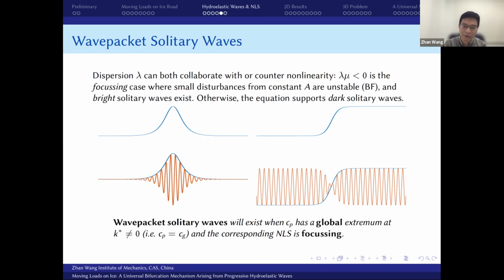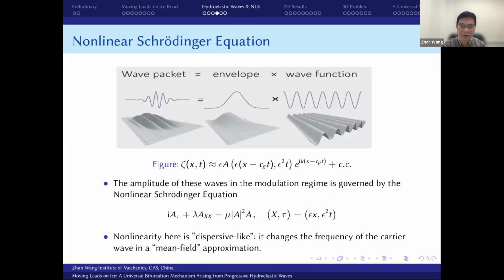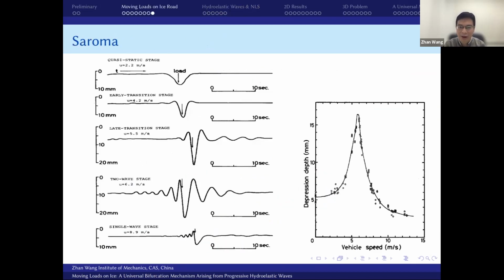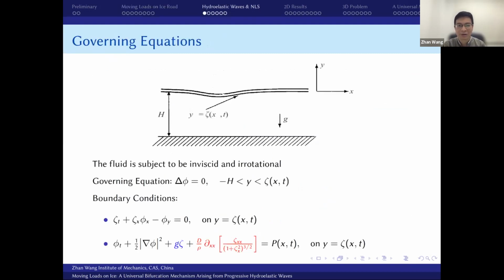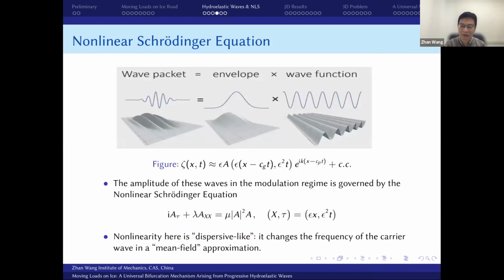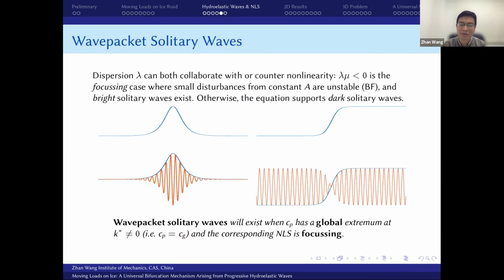So if you want to see in the experiment a solution pulse in the middle and oscillatory decaying tails in the far field, you need two conditions. One is you need some non-dispersive point where the group velocity equals the phase velocity, and the second is the envelope should be of focusing type, and the last should be defocusing type. Then you can have a solution decaying to zero in the far field. So those are two conditions for the existence of wavepacket solitary waves.